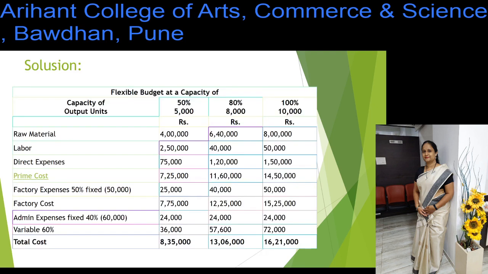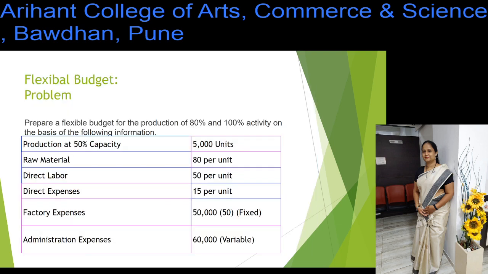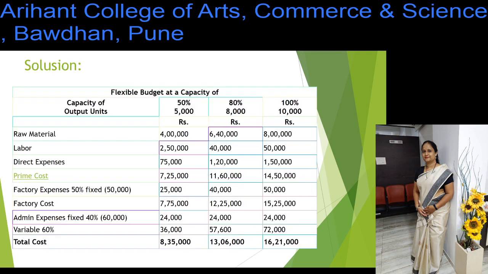Then in the same way you need to do that. If for 5,000 units we require raw material of 4 lakh, then how much will we need for 8,000? 80 per unit is given. So 80 into 8,000 production will come to 6,40,000. 10,000 into 80 per unit will come to 8 lakh. Same for the labor, 50 per unit. So 50 into 5,000 units is 2,50,000.